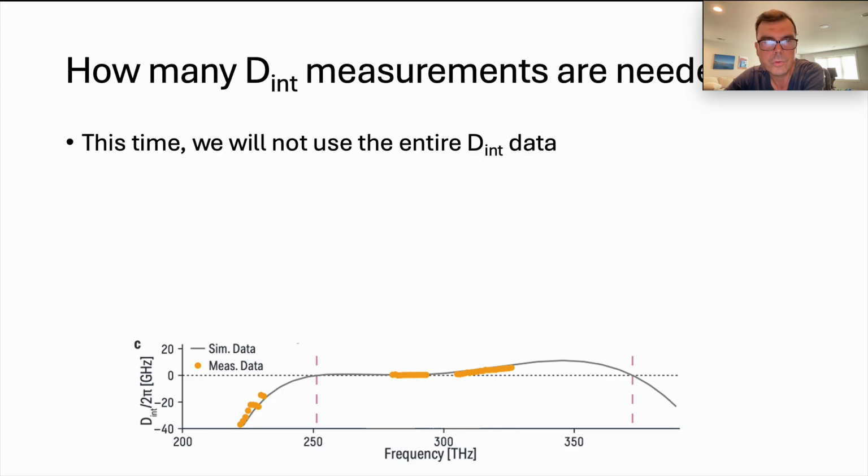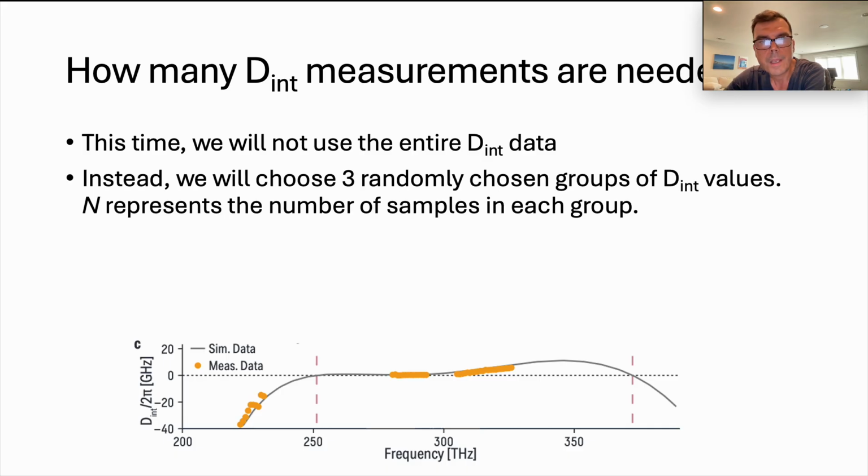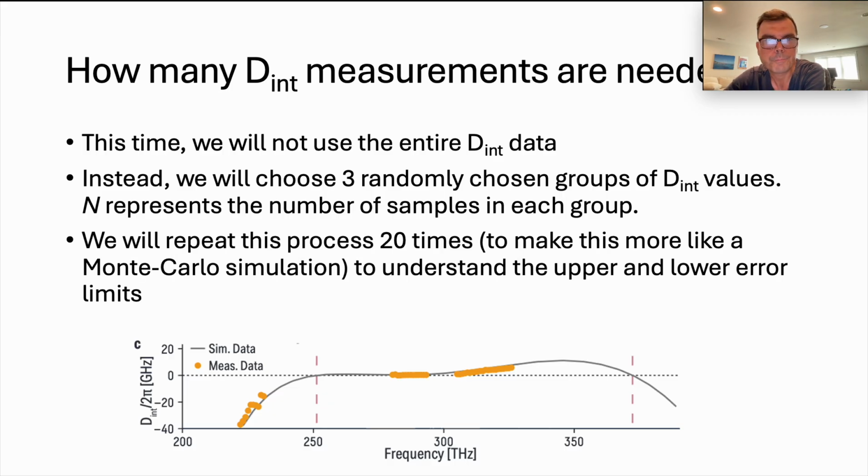So we will use 3 groups of the integrated dispersion calculations, and we will gradually increase the number of samples in each group. First we will start with just 5 samples in 3 regions, then we will have 10 samples in each region, and then we will look at the accuracy. And for every n, we will have 20 trials. To make this more like a Monte Carlo simulation, in each group we will randomly choose n samples, so that we can have a better idea how our neural networks are performing.